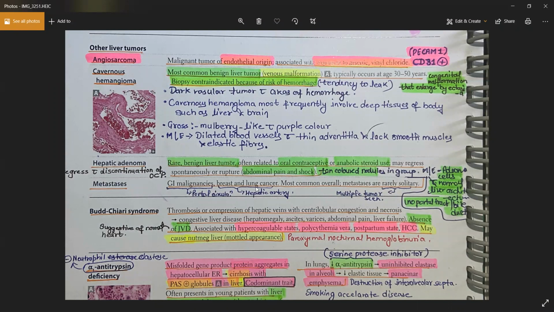From the breast and from lung cancer, the hepatic artery can cause a metastasis to the liver, right? Overall, metastasis is very rarely solitary. Multiple tumors would be seen, unlike your primary tumors, where a solitary lesion would be there. In case of metastasis, multiple lesions would be there. So that's about the cancers of the liver.